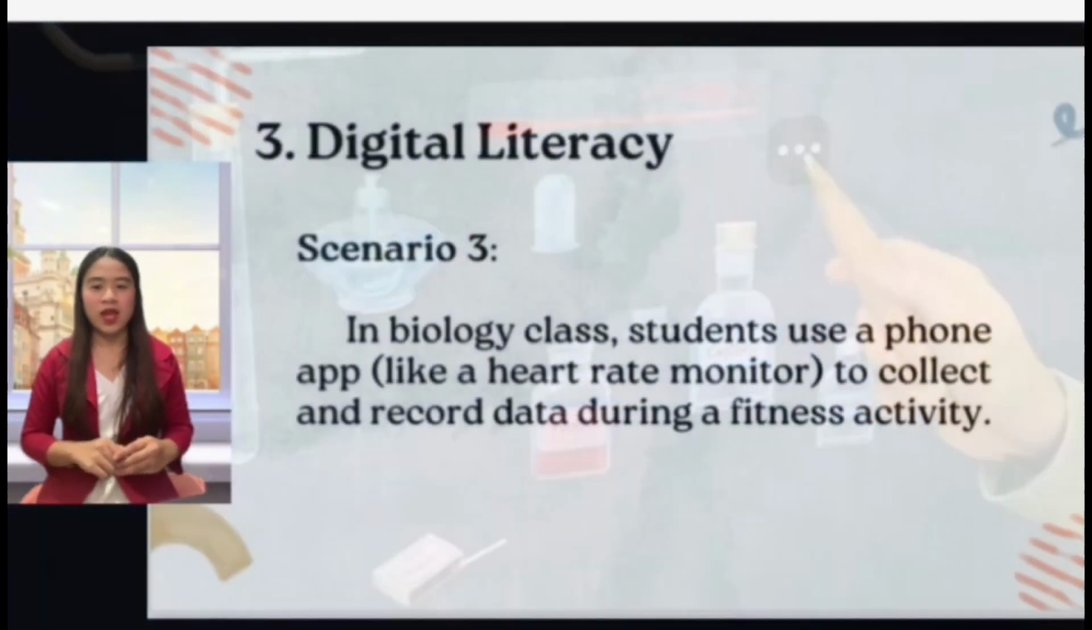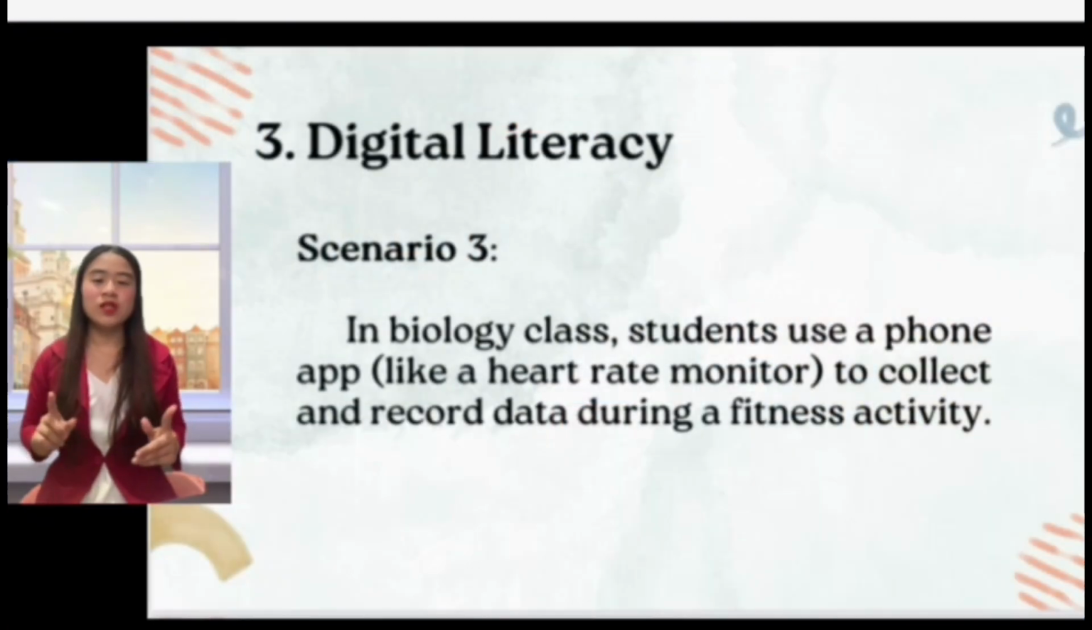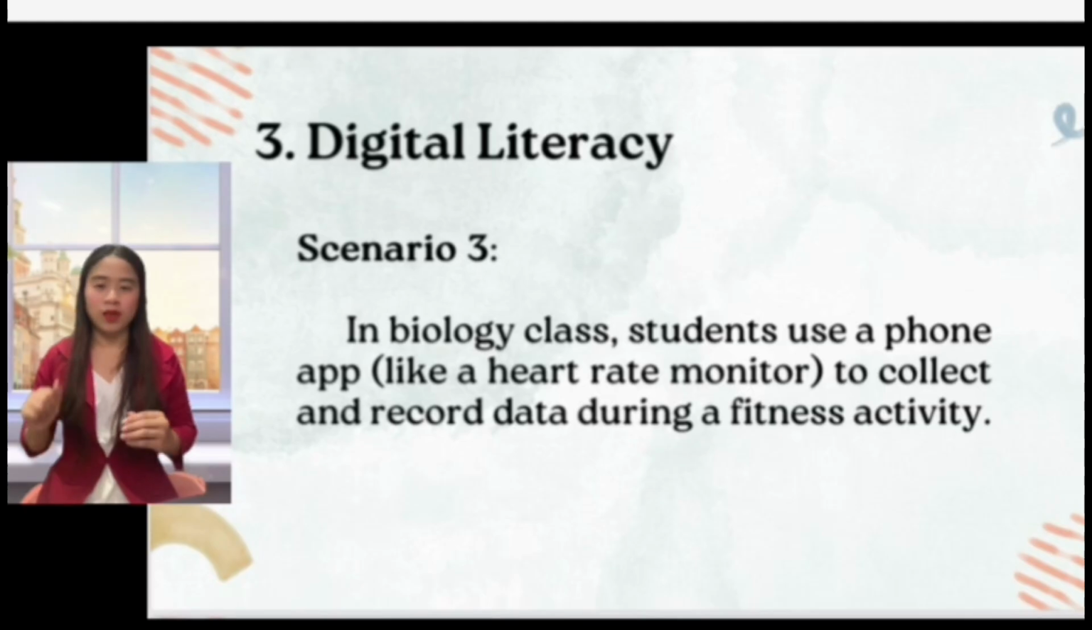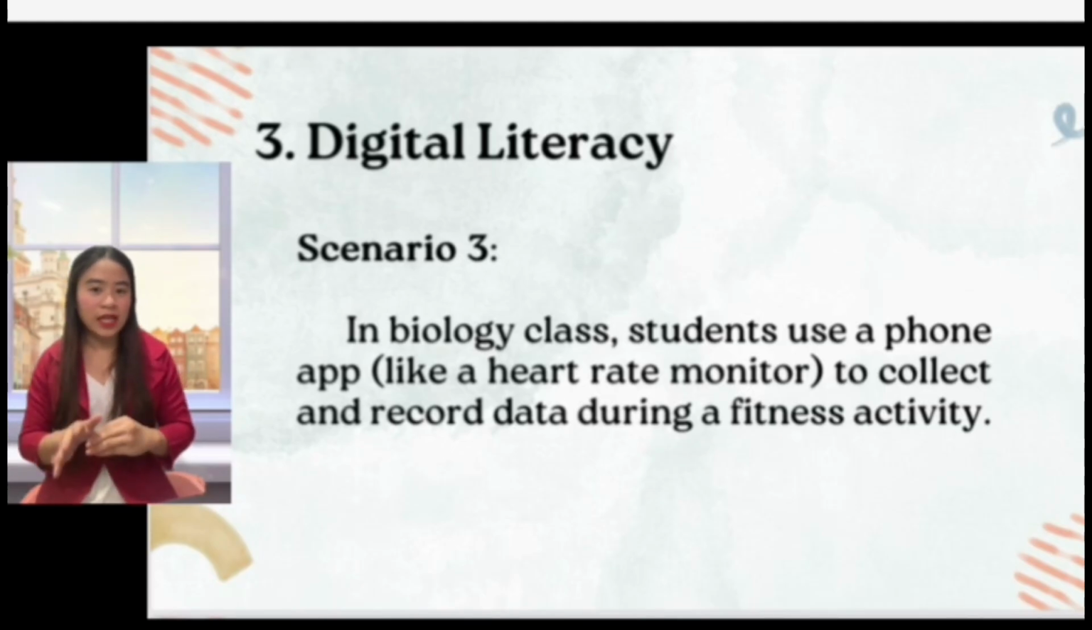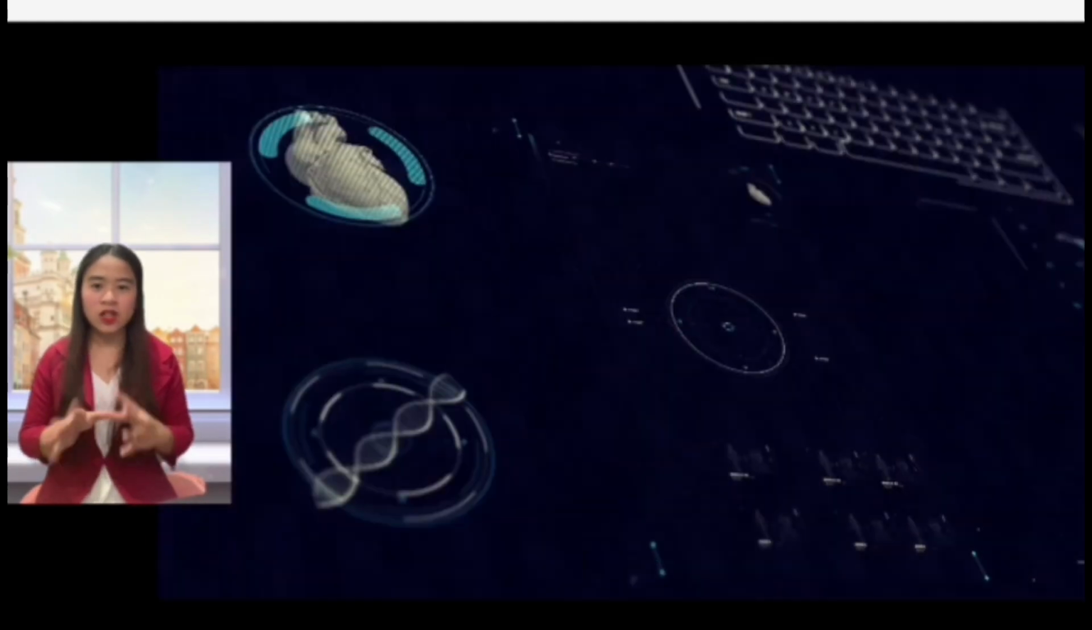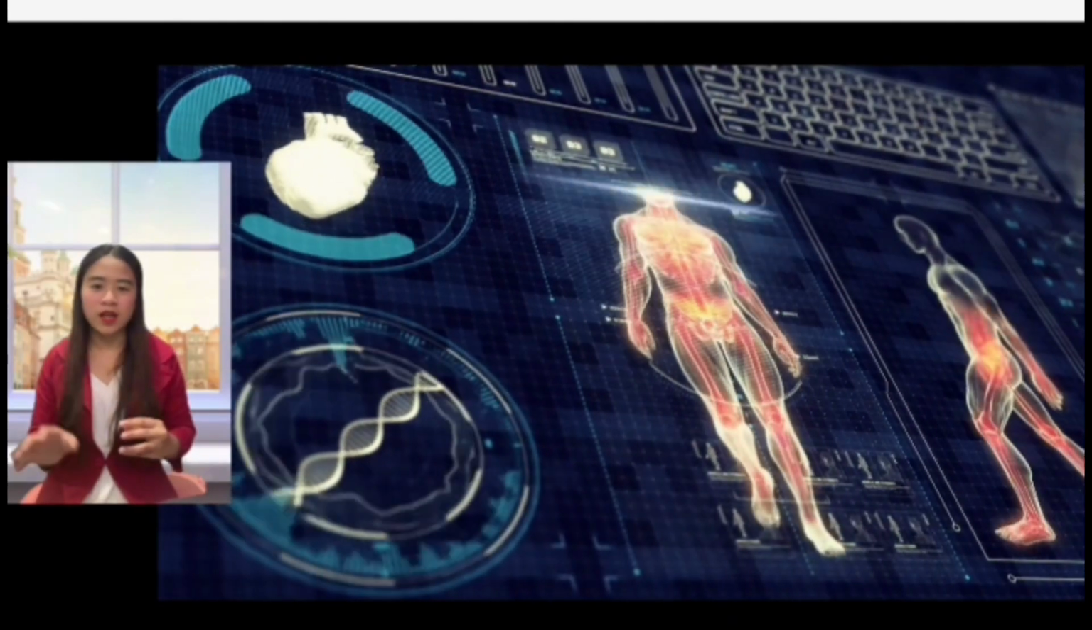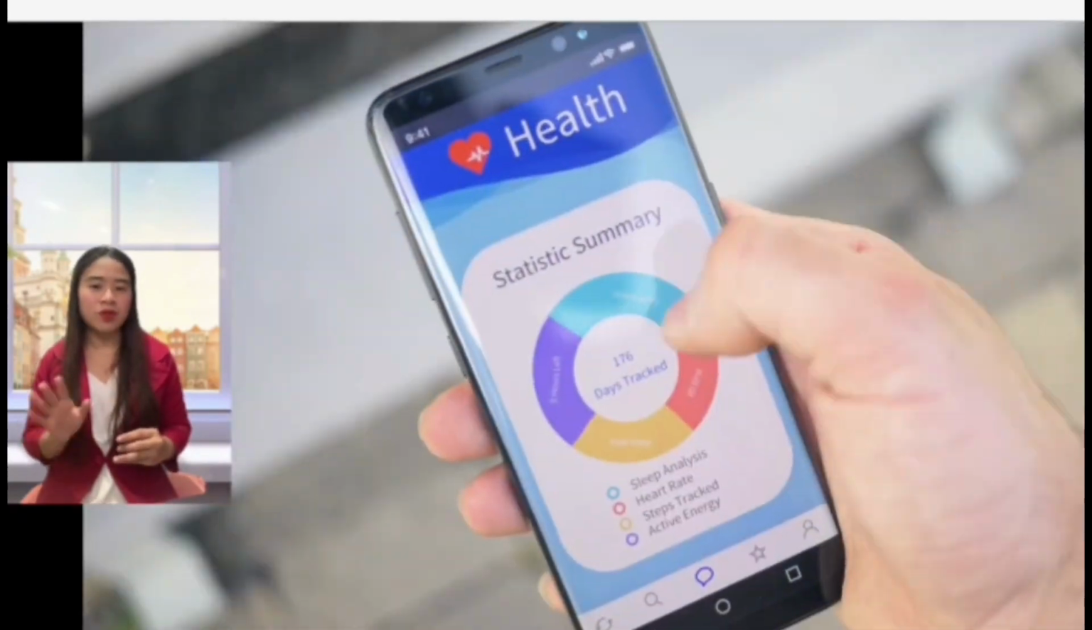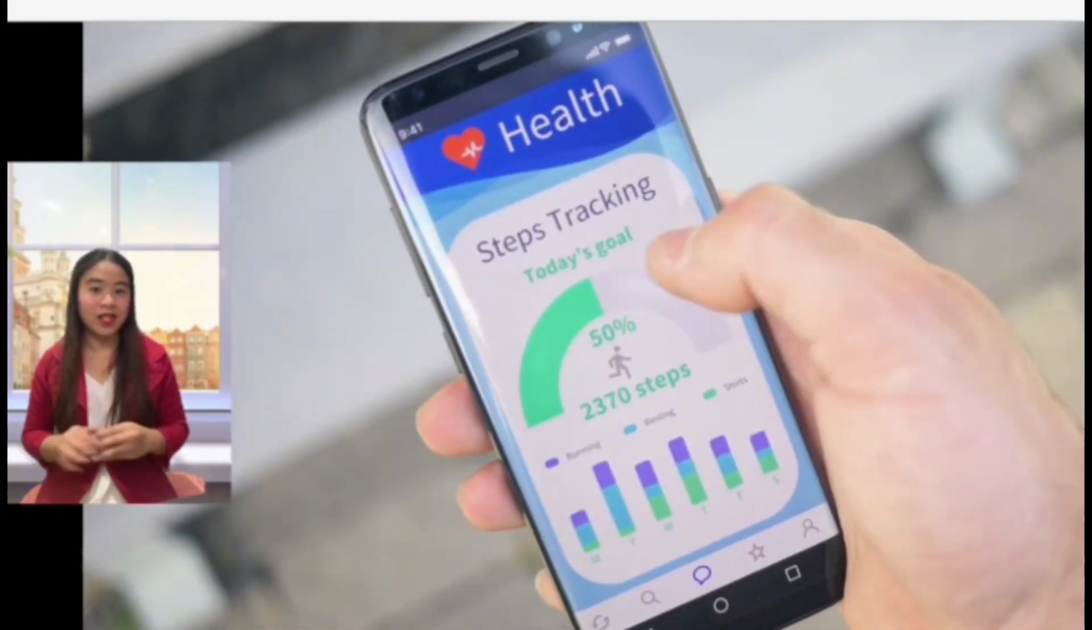Scenario number 3. In biology class, the students use a phone app like a heart rate monitor to collect and record data during a fitness activity. This shows that technology can help us in science. We can use apps to measure our body and track activities in real time.